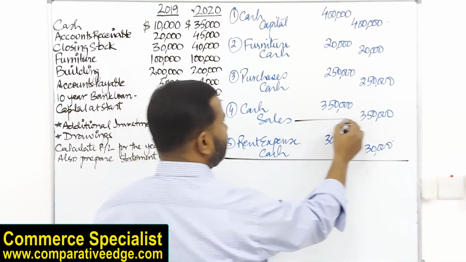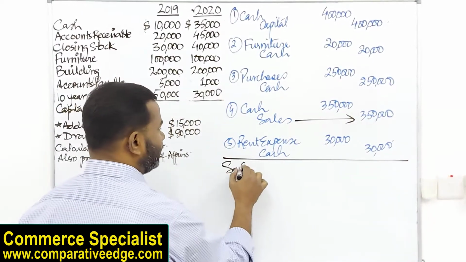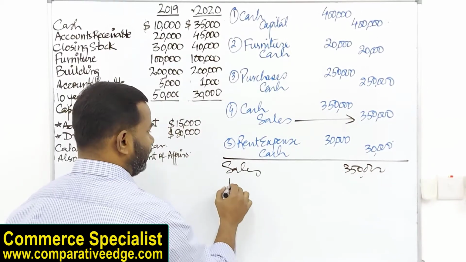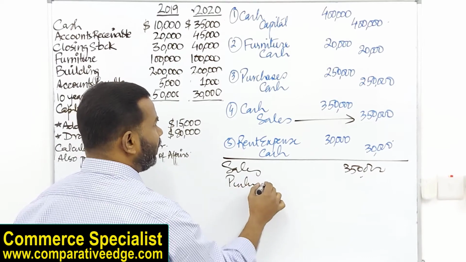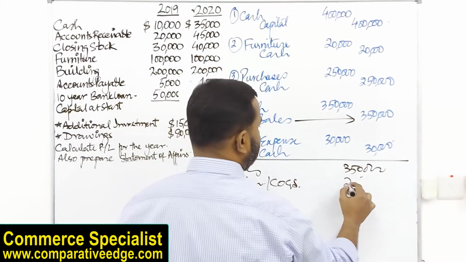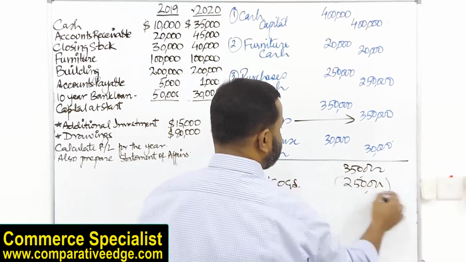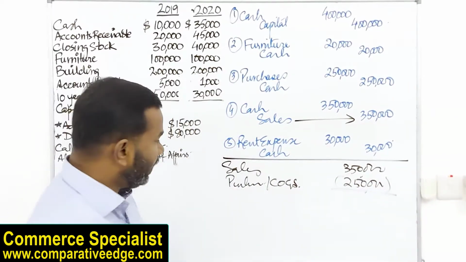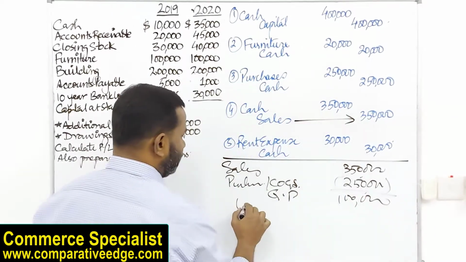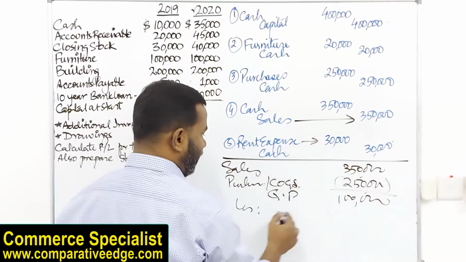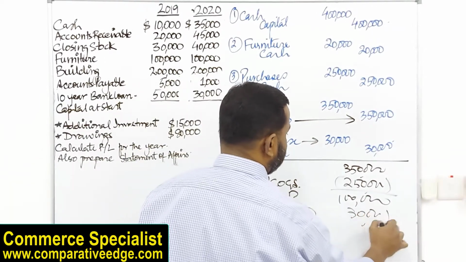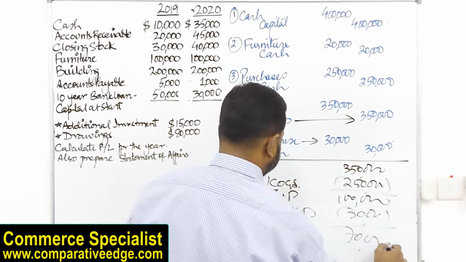I know the sales here, very simple. I can take sales, 350,000. I have purchases here. If there is no opening or closing inventory, purchases becomes cost of goods sold. Okay, please remember this, which is 250,000. So I subtract, I get gross profit, which is 100,000. So 100,000 of gross profit, less expenses. The only expense I have is rent. So rent expense, which is 30,000. I end up making a profit of 70,000.